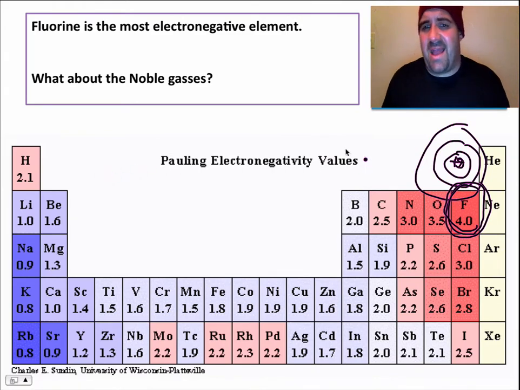Electron shielding remains constant going across, but the pull of the nucleus, nuclear force, gets stronger going across. And of course, noble gases are omitted because they are inert. They generally don't react with other elements because they have a stable electron configuration.